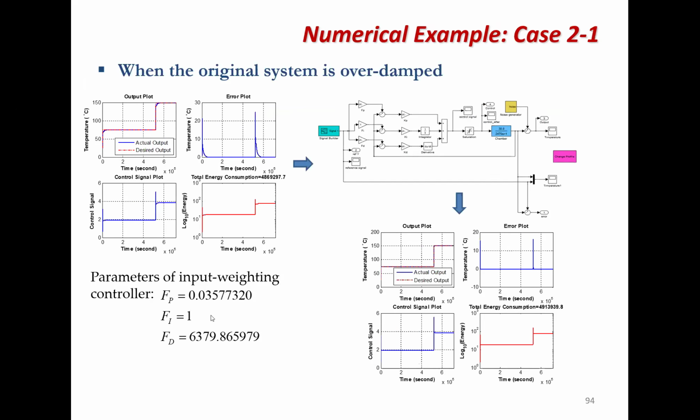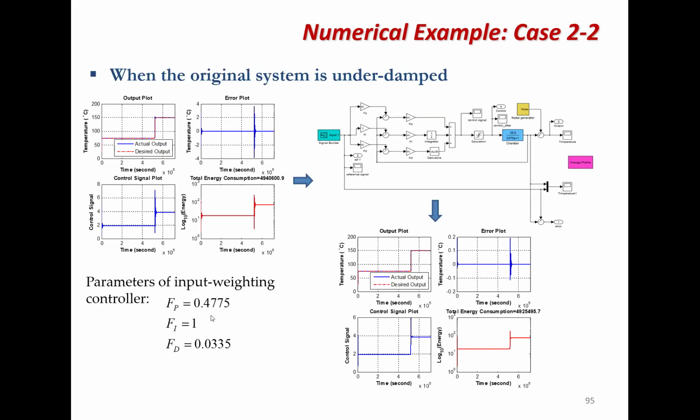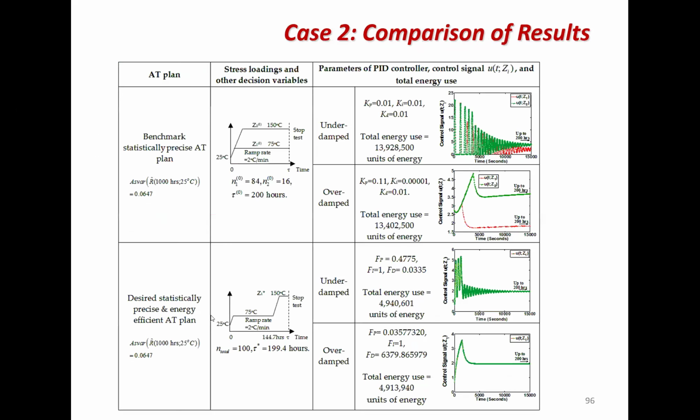Of course, in this case, we consider different cases. What if the PID controller is overdamped or underdamped? We have the capability to do that because we use an importance weighting method to deal with the incapable PID controller. And it turns out this is the result. For the benchmark plan, even though we have underdamped or overdamped equipment, we can change our KP, KI, KD, but the total energy consumption is still a huge number.